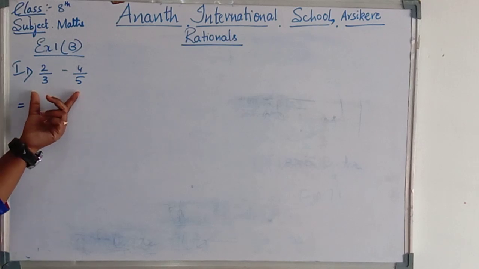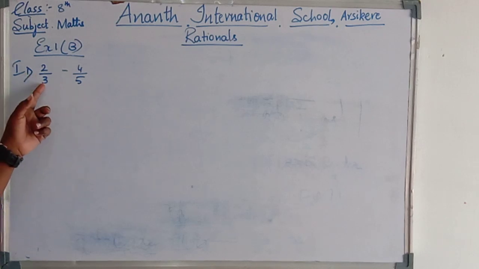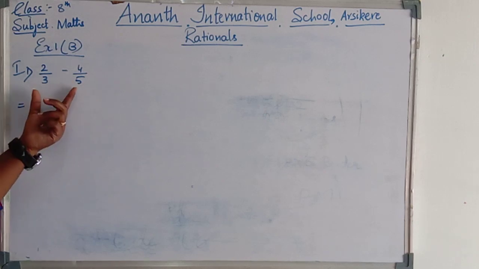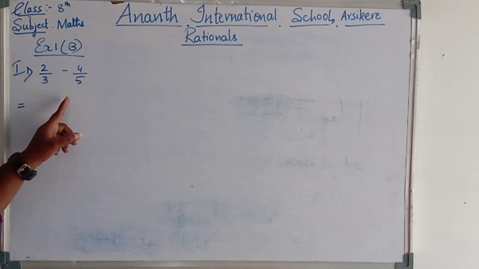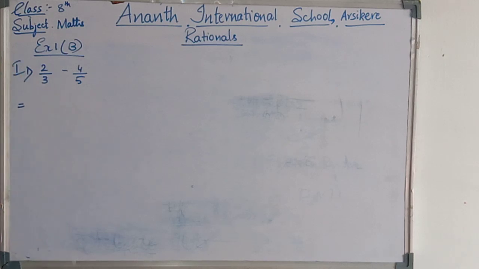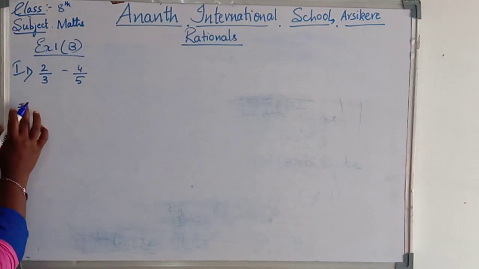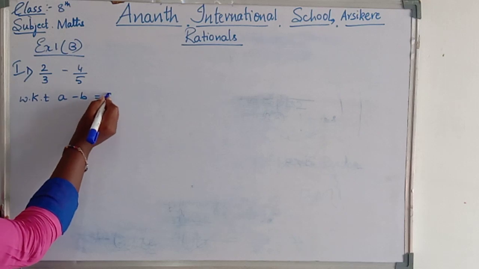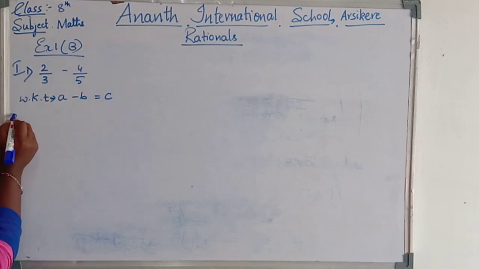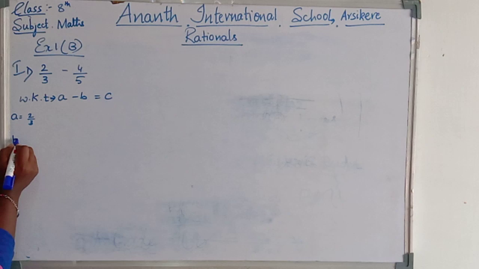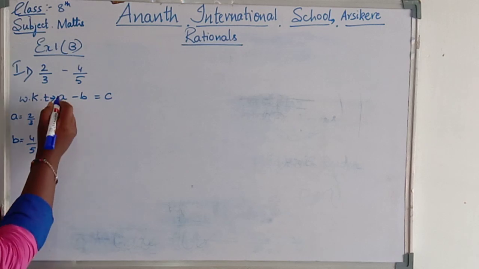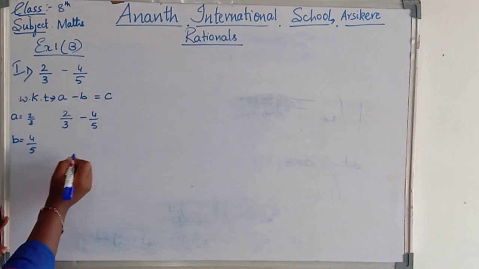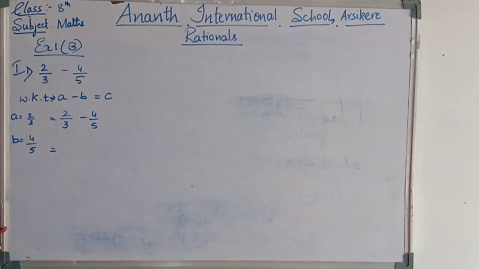Same like that in subtraction, I am taking two rationals. This is one rational, this is another rational. But the middle sign is what here? Minus. When you subtract the two rationals, you will get another new rational. We know closure property under subtraction is A minus B is equal to C. Here A is equal to 2 by 3 and B is equal to 4 by 5. Let us substitute: 2 by 3 minus 4 by 5. Then we will see the answer in the next step.